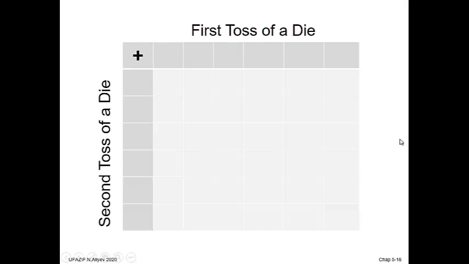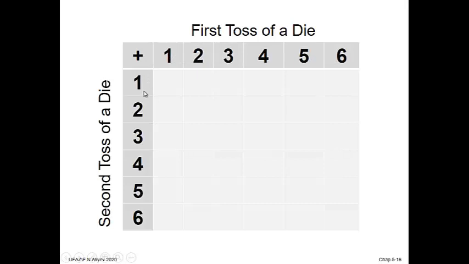Let's draw the table to understand the general situation, 7 by 7, with one additional column for showing the numbers, and all the inside part for showing the sum. These two parts are the second toss of a die and the first toss of a die. For the first toss of a die, you can have 1, 2, 3, 4, 5, 6 because a die has 6 faces, and for the second toss of a die, again the same numbers. And in the inside of the table, we will write the sum.